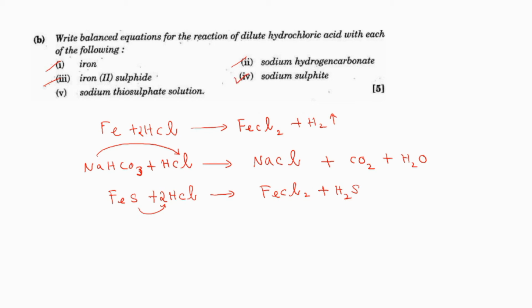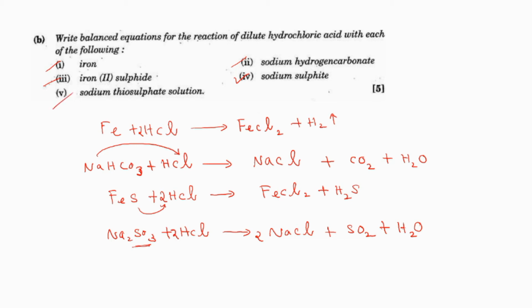Then next one is sodium sulfite. What will be the formula? Na2SO3. To that, we are adding dilute hydrochloric acid. Predict the product of the reaction. When we are adding dilute acid to a sulfite, definitely one product obtained will be sulfur dioxide. Another product obtained will be water. Along with that, you will be getting a salt also. In this case, the salt will be sodium chloride. Easy. Okay, we balance the equation also.